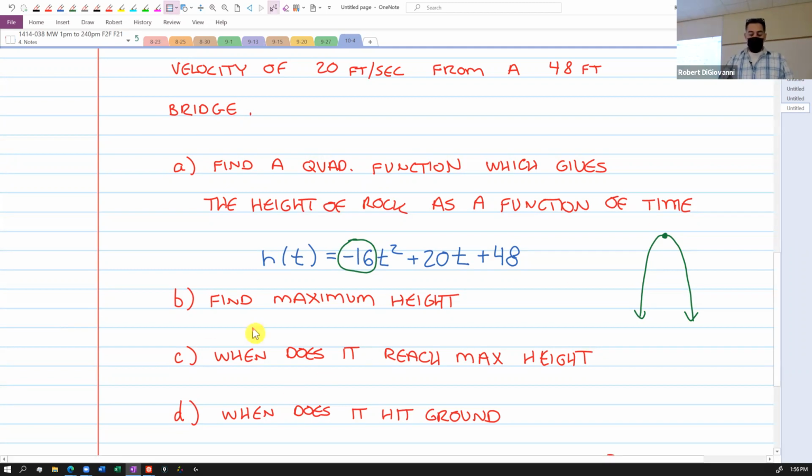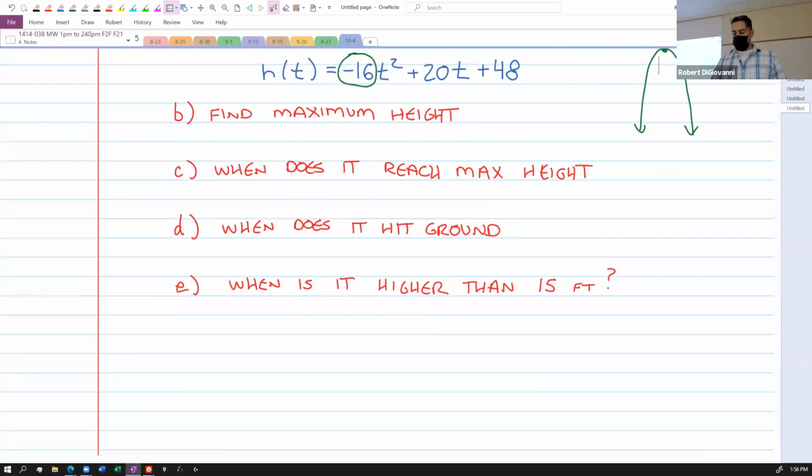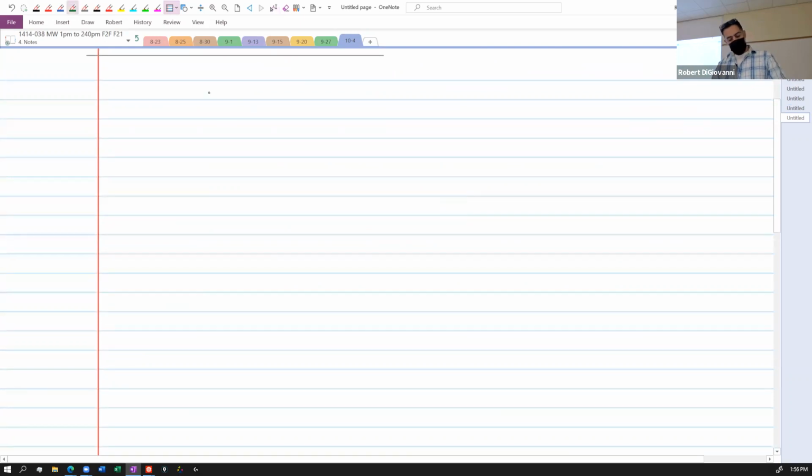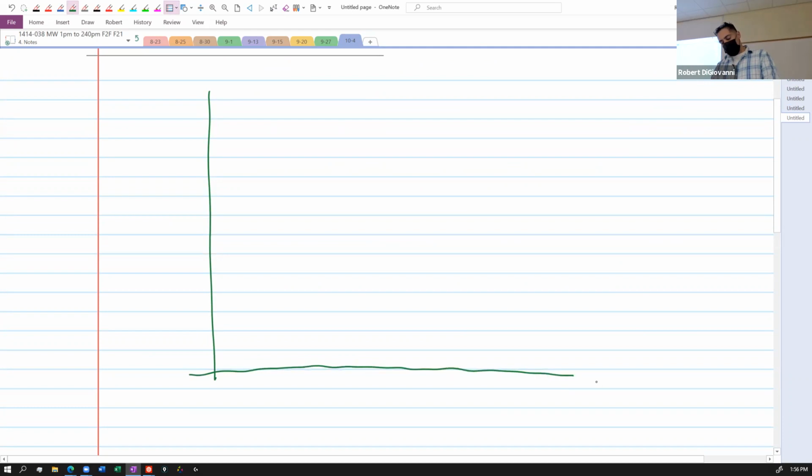So if this parabola models the height, then to say what is its maximum height, here's what I can do. Maybe I can help us with this way. If we were to imagine that we have time on this axis, right? And we have the height on this axis. From the given information, at time is 0, how high was the rock?